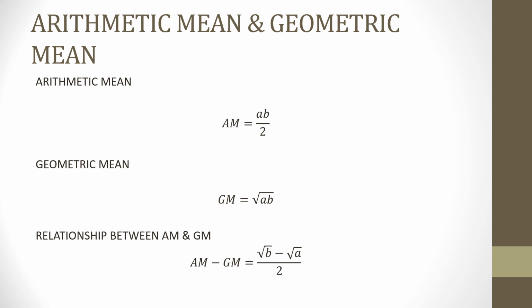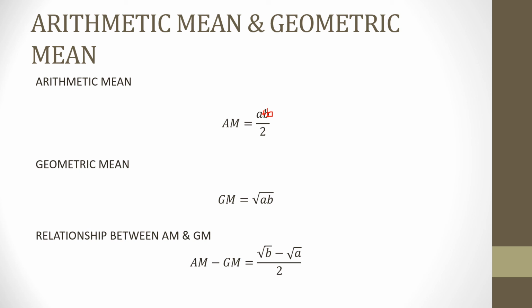I forgot the add. So, add ito. So, A plus B over 2. Ganun lang sa arithmetic mean. Pag kinukuha naman ng geometric mean, square root of AB lang yan.